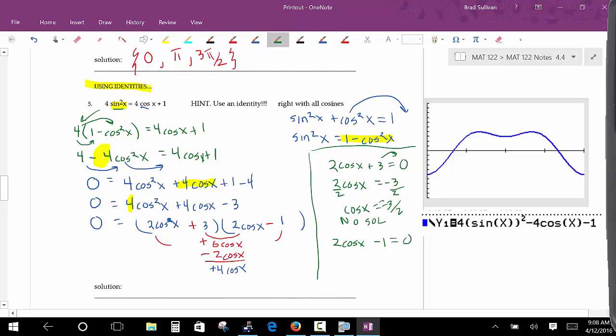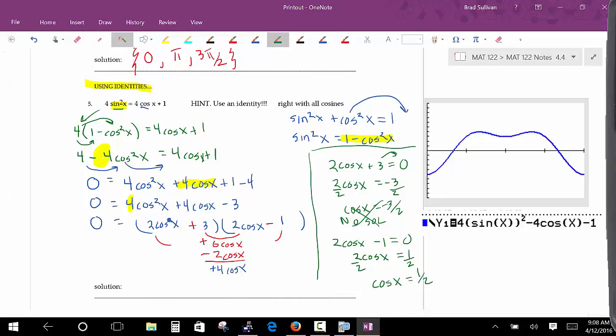Okay, and this is going to happen a lot. Don't freak out when that happens. This just happens. That doesn't exist, so forget that one. And then this one, we're going to add 1 to both sides. So we get 2 cosine x equals 1. Then you can divide by 2. So we get cosine of x equals 1/2.